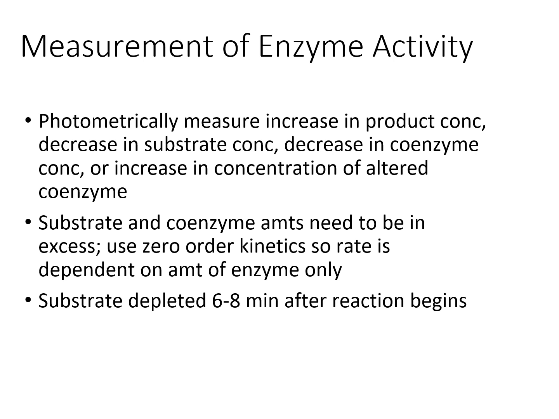So to measure the enzyme activity, we use a photometric method. What can be measured is an increase in product concentration, a decrease in substrate concentration, a decrease in coenzyme concentration, or an increase in altered coenzyme concentration. Some requirements for this to happen is using zero-order kinetics. So the rate is going to depend only on the enzyme concentration, not on the substrate or coenzyme. The substrate and coenzyme must be in excess, and the reaction typically completes in 6 to 8 minutes.